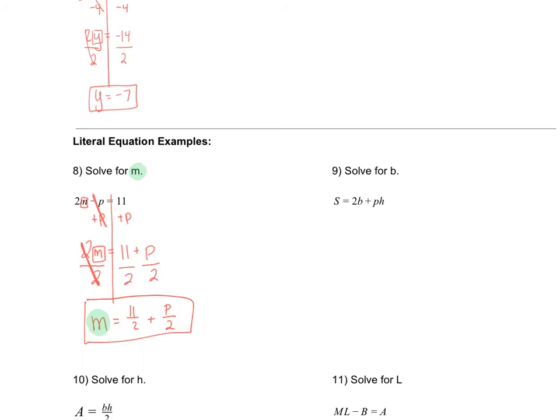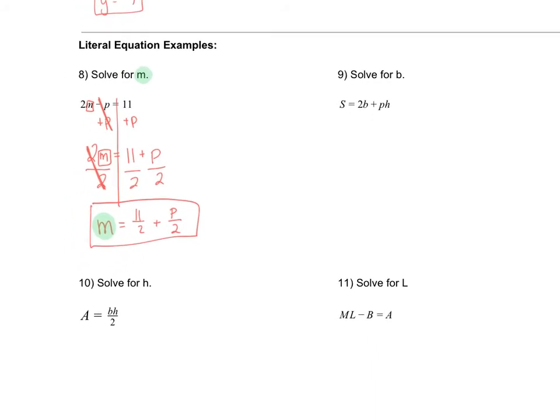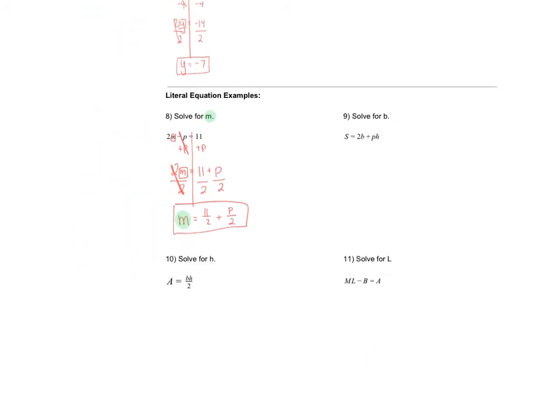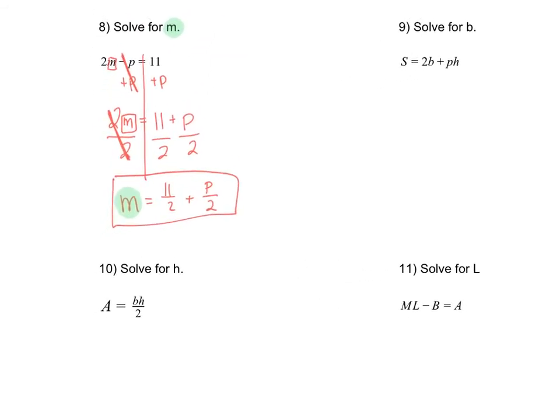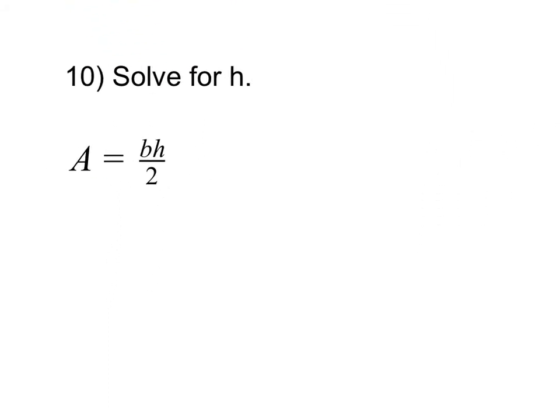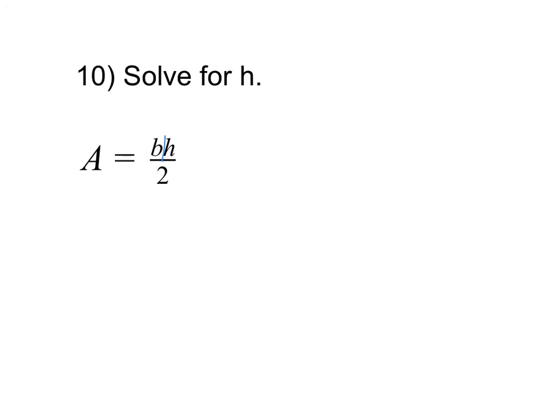So let's try one more, and then I'm going to have you do a couple on your own. So let's try actually number 10. For number 10, I want to solve for h. So I'm going to zoom in here. I'm going to put a box around my h. That's the one I'm trying to solve for. That's the one I want to get by itself.